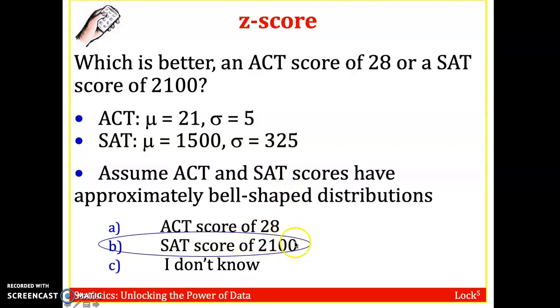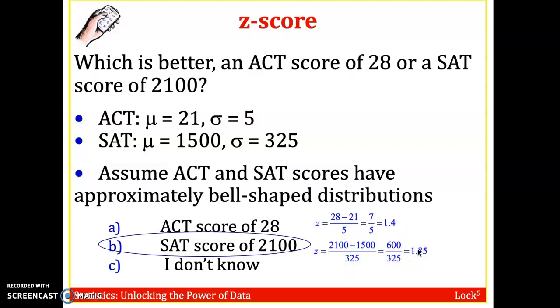All right, so let's see why the SAT score is actually a better score relative to their groups. If we take the ACT score of 28, subtract the mean away from 28, and then divide by 5, we get 1.4. If we go through that same process, if you get 2100 on the SAT and subtract the mean away from that, and then divide by the standard deviation, you end up with a 1.85.